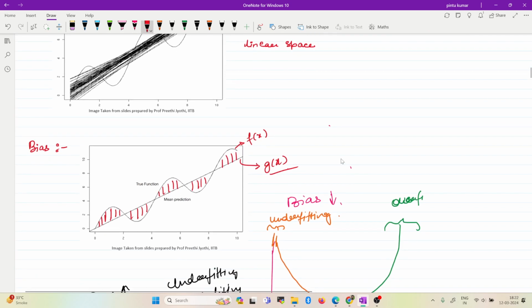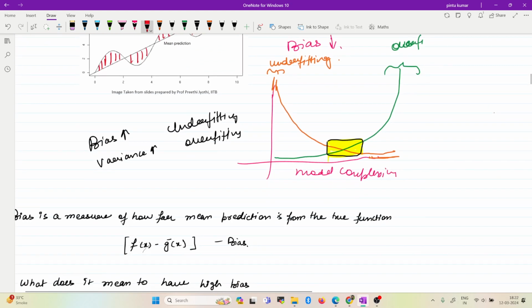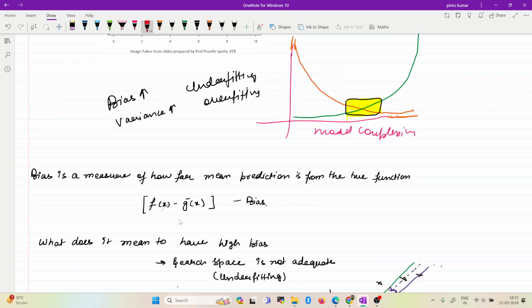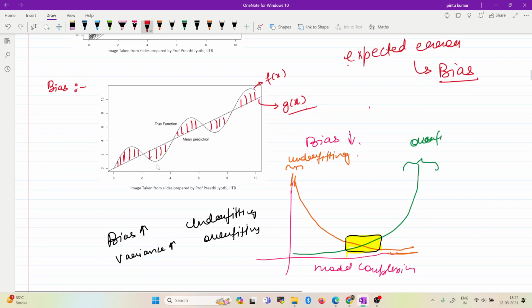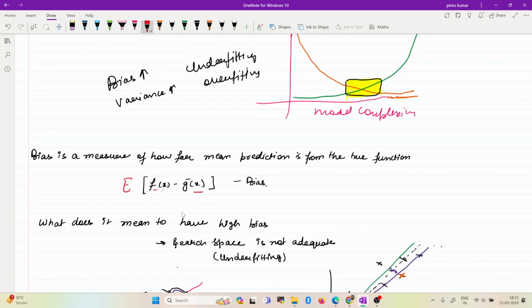So there is some error. The expected error is something that is known as bias. So what is bias? Bias is the expected value of f of x minus g dash x. So bias is a measure of how far my true function is from the mean prediction. This is what is known as bias.